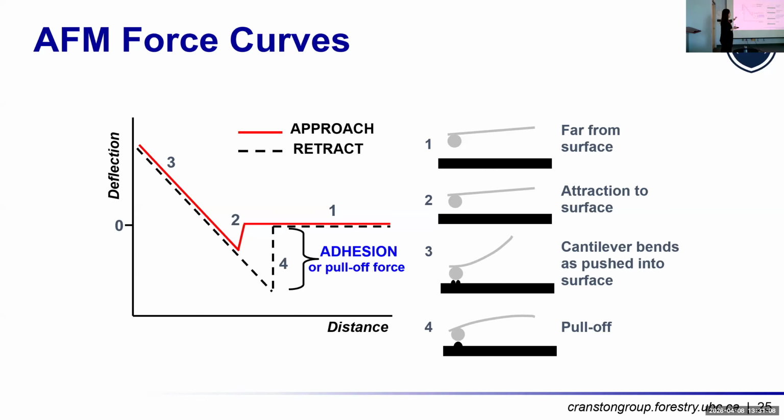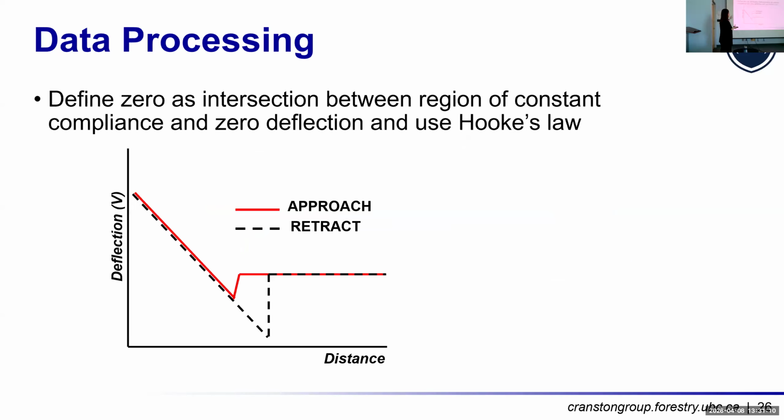But now we need to take this deflection-distance data and turn it into a force curve, the ones that we will compare to theory and that we'll show in the publications. And so what we do is we take these two linear zones here and find their intersection, and that's where the probe and the surface touch. So that's our 0 point. We now have a 0 point that we can define.